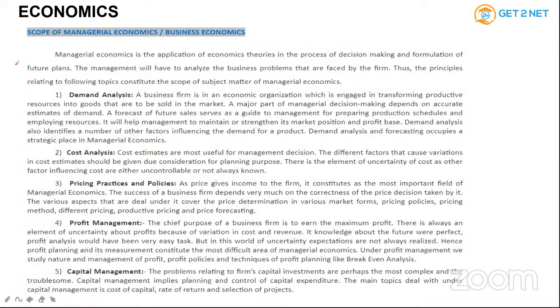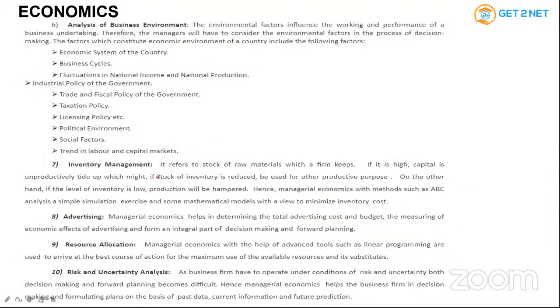This is the repeated scope of managerial economics or scope of business economics. Whatever you get, you will have these 5 points only: demand analysis, cost analysis, pricing policies and practices, profit management and capital management. We just now discussed. Okay, clear? Apart from that, we have 5 more. Analysis of business environment. It is also coming under the scope of managerial economics.